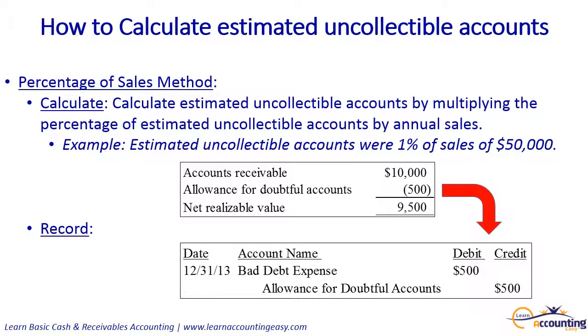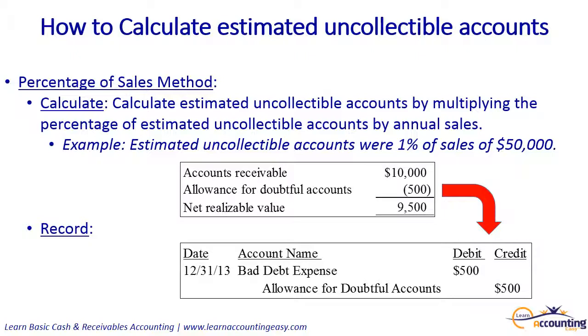So under the allowance method, there are 2 ways to calculate our estimated uncollectible accounts. The first is this percentage of sales method. All we do here, as it says, is calculate estimated uncollectible accounts by multiplying the percentage of estimated uncollectible accounts by annual sales. So we come up with a percentage, then we multiply that by sales. In this example, we estimated that uncollectible accounts were 1% of sales of $50,000. So 1% of $50,000 is $500. So that was our estimate.